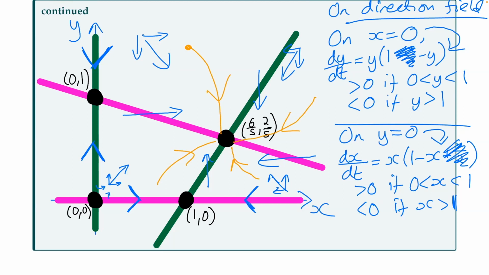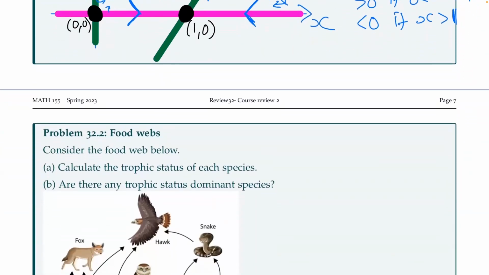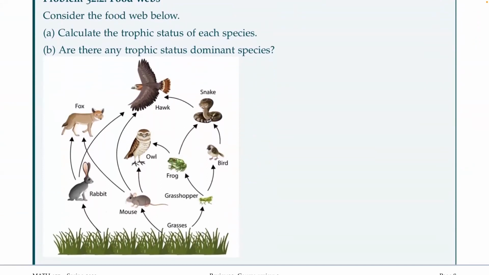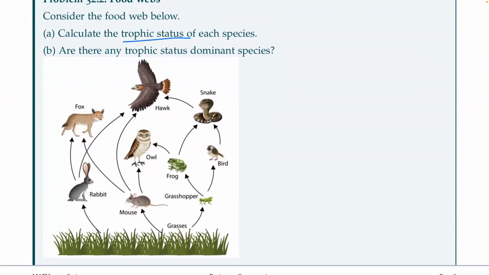Right, there's only about 10 minutes left. So I'm just going to go through food webs again quickly. So here we've got a food web. And we're asked to first of all calculate the trophic status of each species, and then ask if there are trophic status dominant species here.